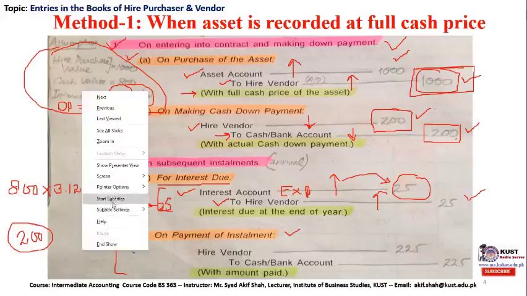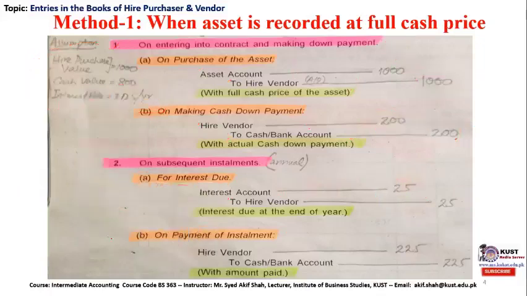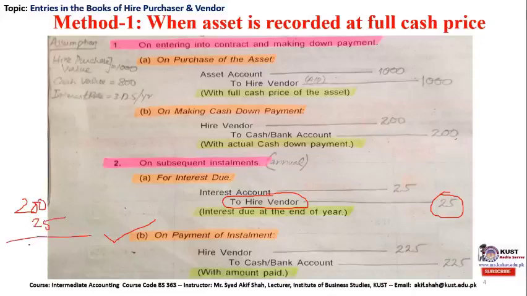Now in the subsequent entry, we will record the interest payment. This hire vendor account, which was the liability account, is debited with 25 rupees along with the annual installment of rupees 200. So in sum, we have to pay out rupees 225 of annual installment to the vendor on this hire purchase. Therefore, the liability has been reduced by rupees 225.